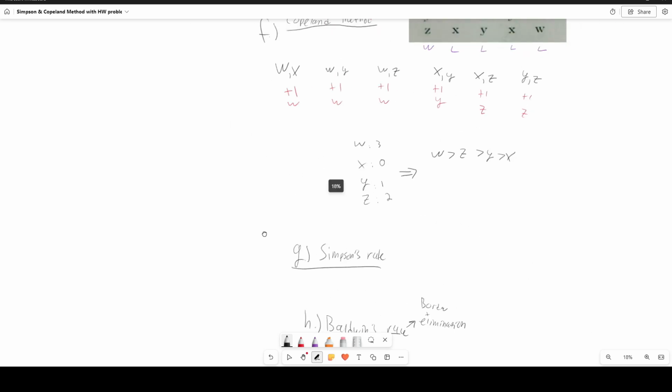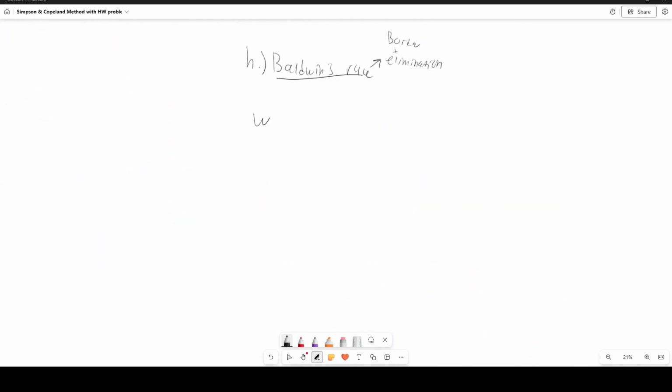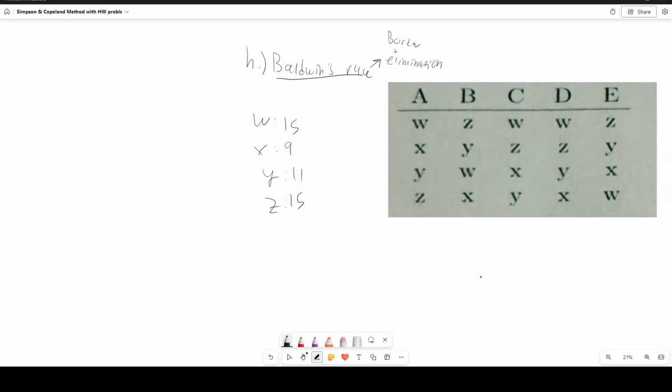Going back to part B, we know that our rankings are W 15, X 9, Y 11, and Z 15. So let's write that out. W 15, X 9, Y 11, and Z 15. Now, like we said before, this is a tie and is really annoying because we don't have a first place candidate, we have 2. We get to eliminate the bottom candidate, which is X, and all of X's votes get redistributed into other choices. They may not go straight into W and Z, they just get distributed based on everybody's personal preference.